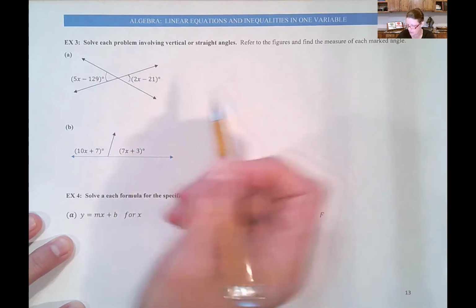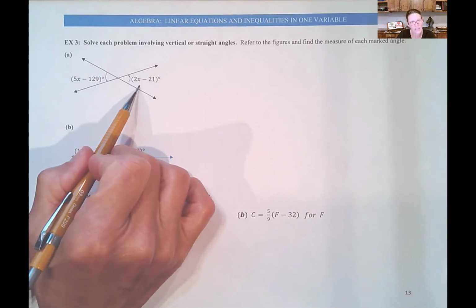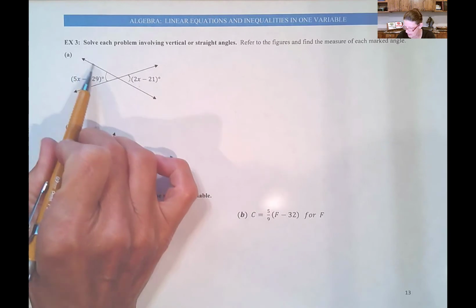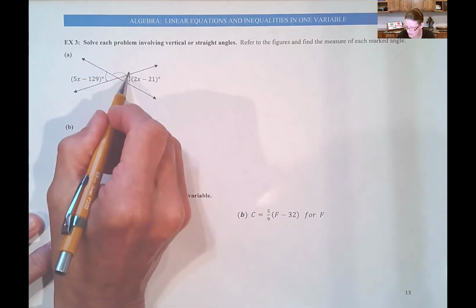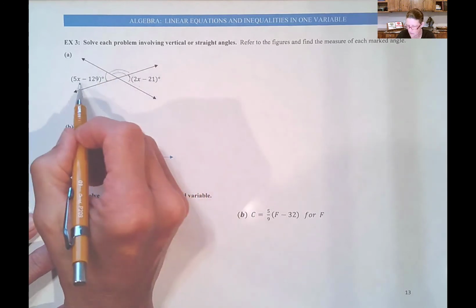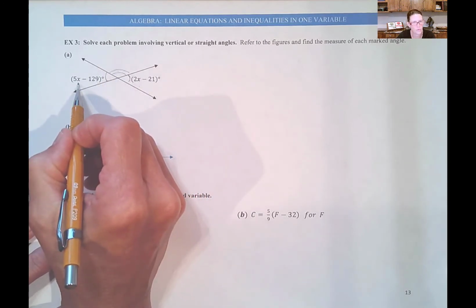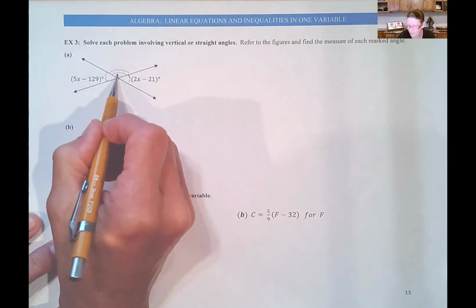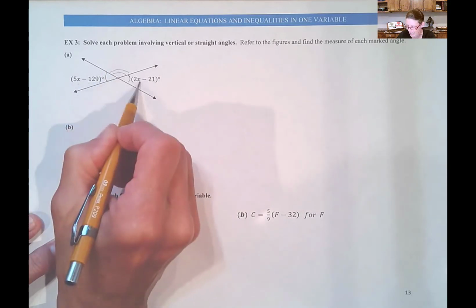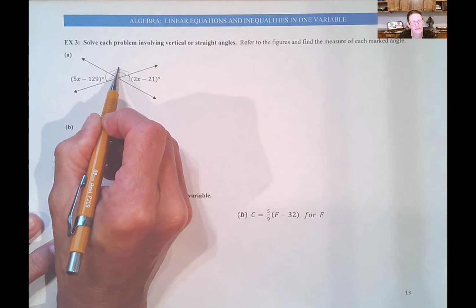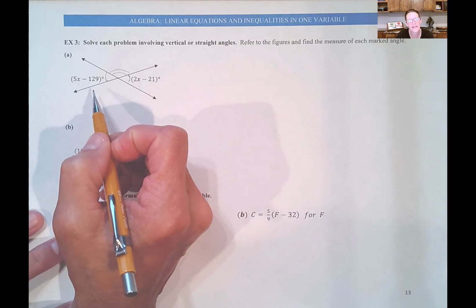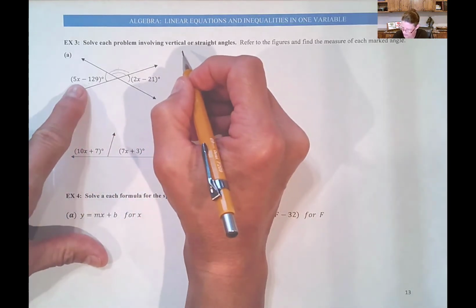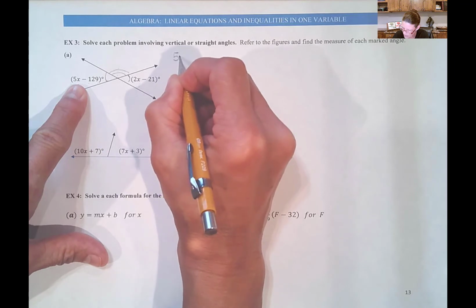Why is that? Well, this angle to the right, 2x minus 21, is a supplement of this angle to the top that's adjacent to it. And so is the angle 5x minus 129. It is also supplementary with that angle. And if these two angles are both supplementary with that, then they must have the same value. So vertical angles have equal measures. We're going to use that sentence to now set these two expressions equal.